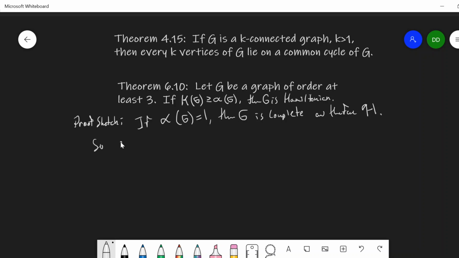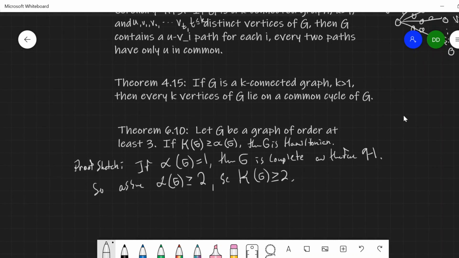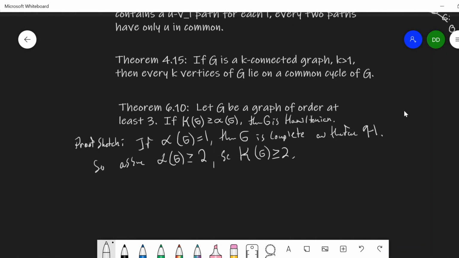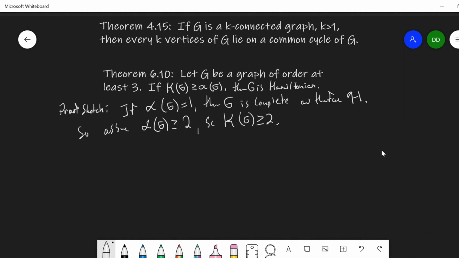So we may assume that the independence number of G is at least 2. And so our assumption is that the connectivity is at least the independence number. So we have that the connectivity is also at least 2. By this theorem up here, theorem 4.15, that means that it's 2-connected, and so it has to contain a cycle. Hence, G contains a cycle.